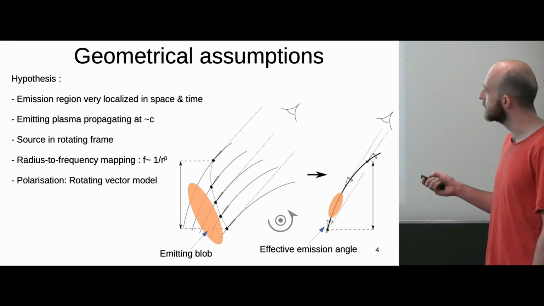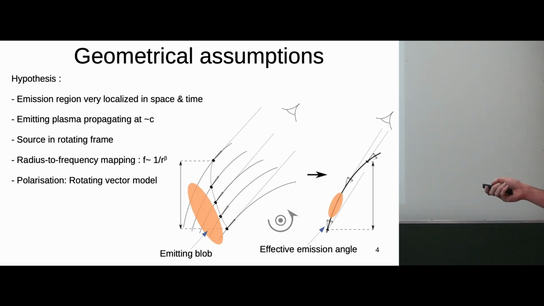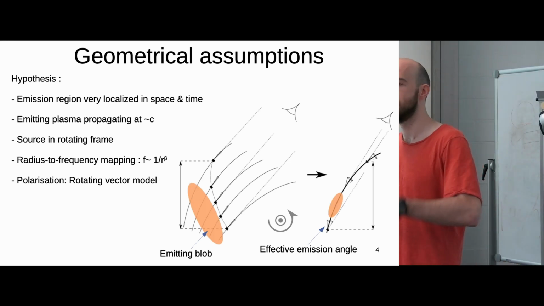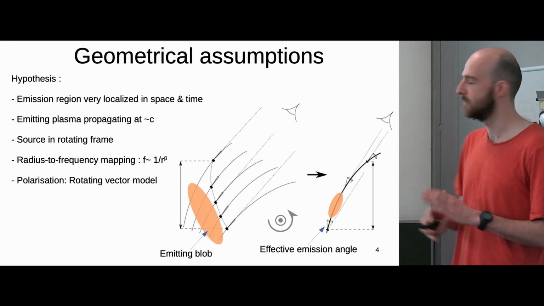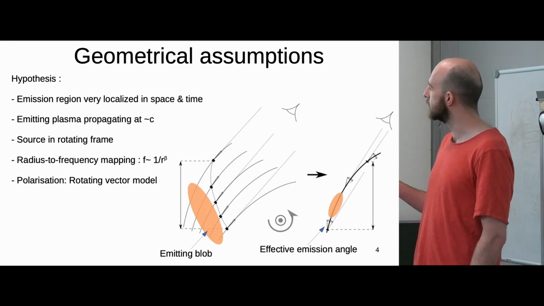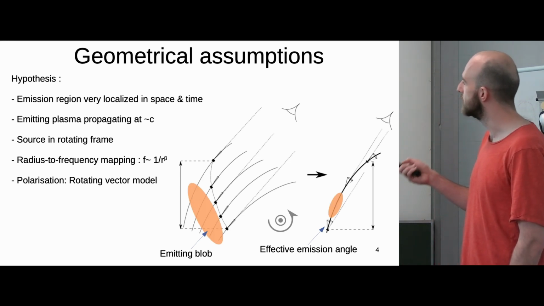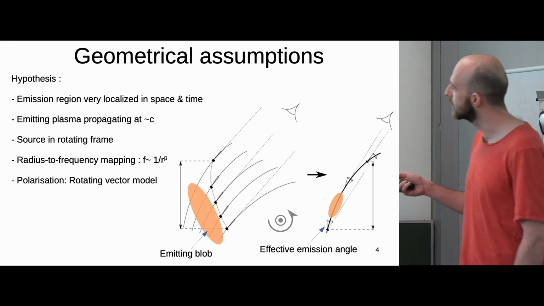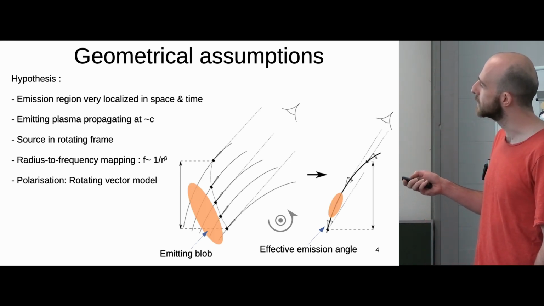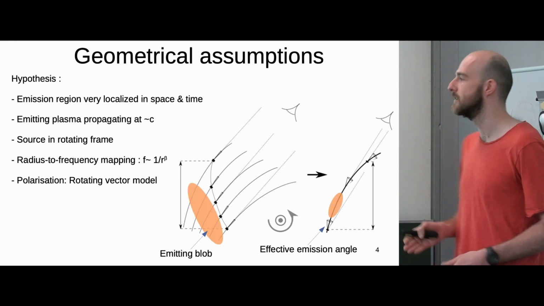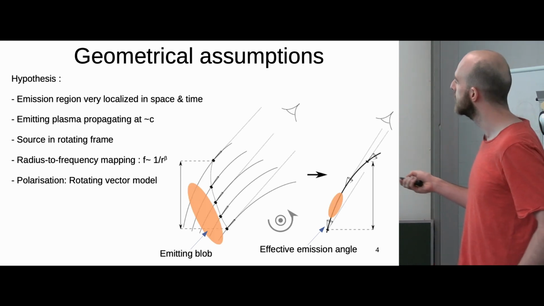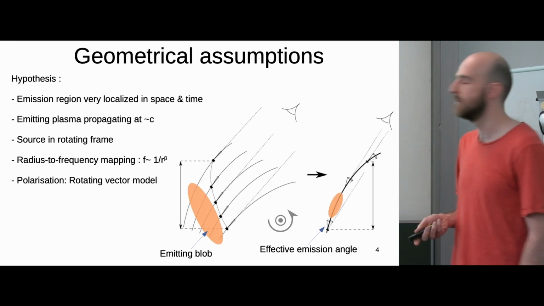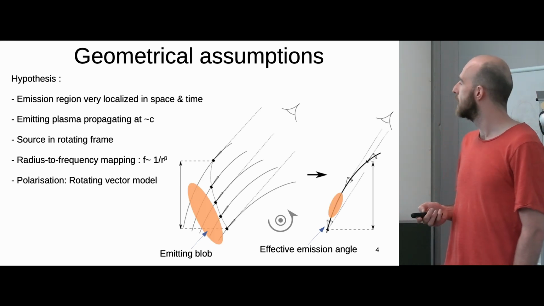So what it does is that if you have a blob of emitting matter, it's propagating along streamlines. Typically we propagate along several streamlines. So just to make things even simpler, we just take the median streamline, if you want. So we only have one streamline, and then we encode the divergence of the streamlines, like their opening angle if you want, into an effective emission angle. So that's one parameter of the model, eventually.